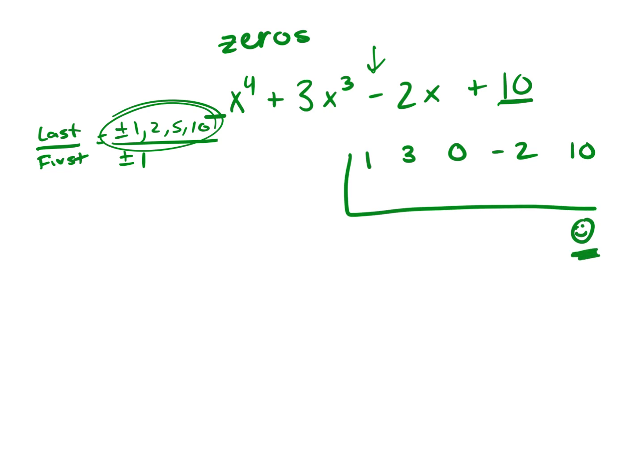Wait, how'd you get the numbers on the top for last? The factors of our last term. So what multiplies and gives you 10. Okay.